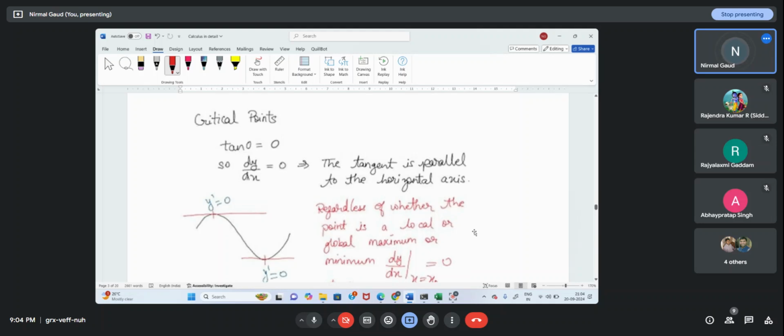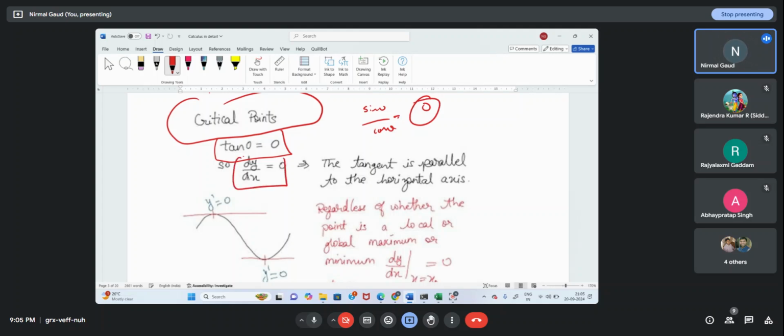Now there is one issue. Critical points. What are critical points? For example, the angle is 0: tan 0 is sin theta upon cos theta, so sin 0 upon cos 0. Cos 0 is 1, sin 0 is 0. The answer is 0. That means differentiation is 0.